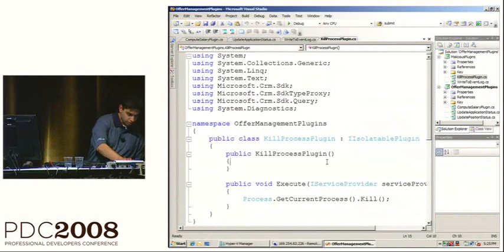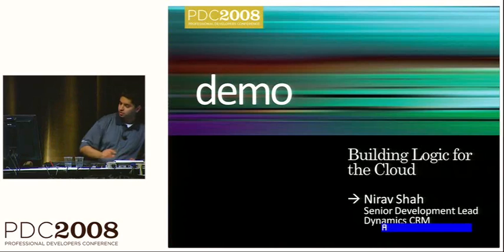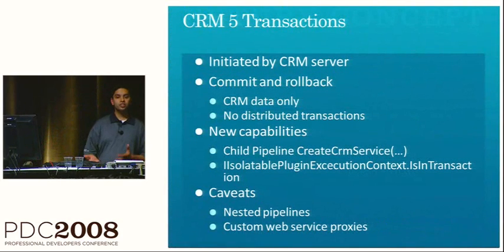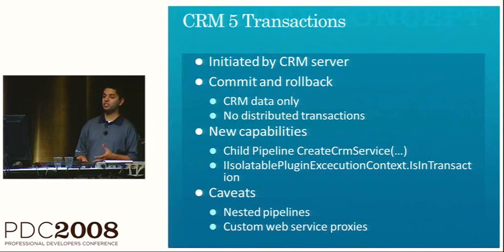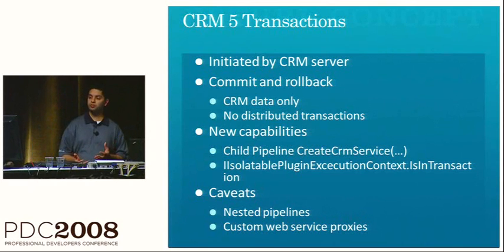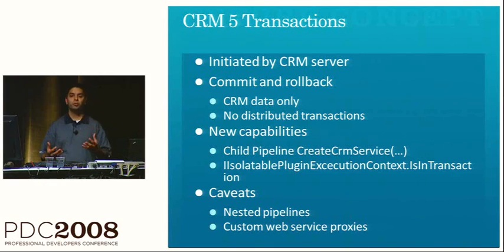So I'm going to flip back to the slides now and recap real quickly what we saw. So we saw that in CRM 5, you can use the transactions on the CRM server from within your plugins to really maintain the integrity of your data. This works on CRM data, and it doesn't really distribute across multiple systems, but it at least lets you manage the system itself to ensure that the data that you're creating doesn't have to get managed by your own code.